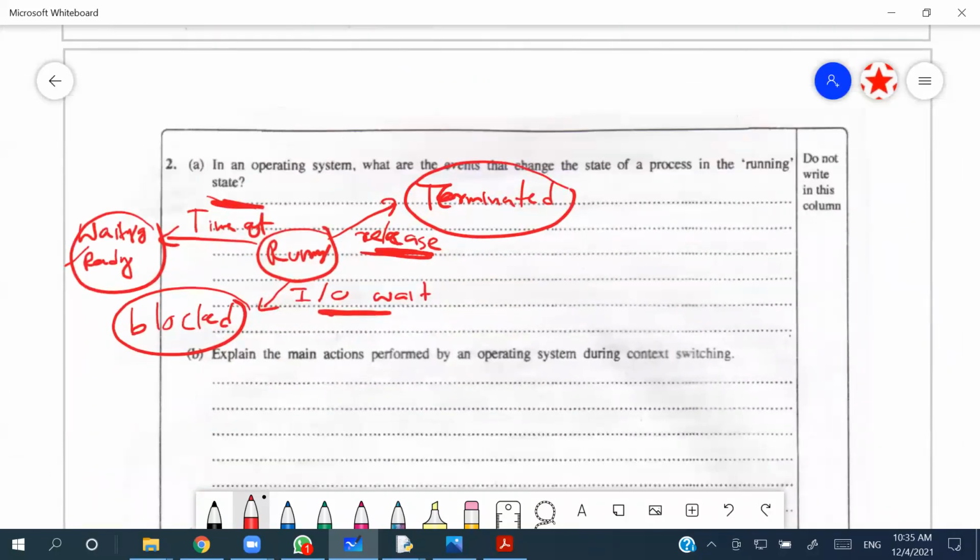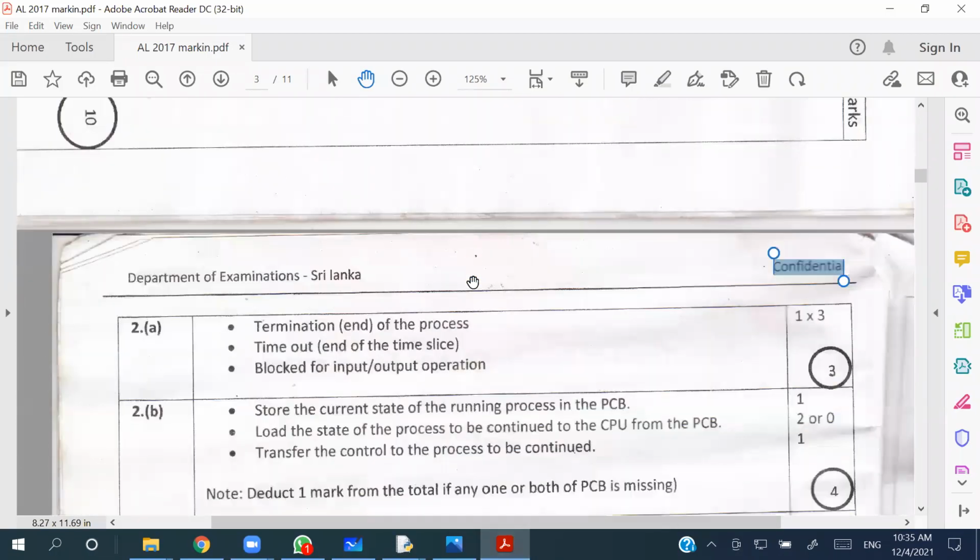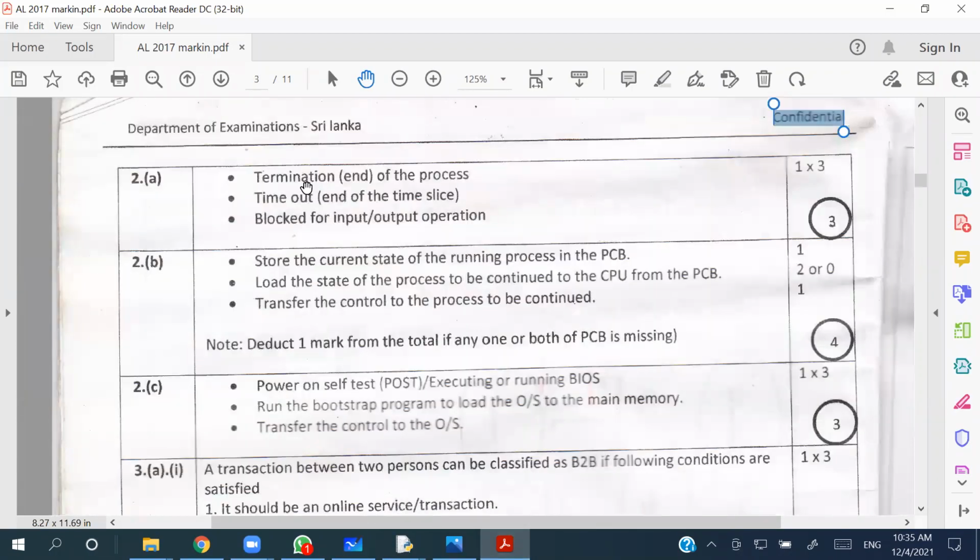Part A is going to be like that, right? So as I show it to you. Termination of the process, timeout, or otherwise you can say end of the time slice. Blocked for input output operations, or you can say input output wait. Right, so 3 marks will be given.